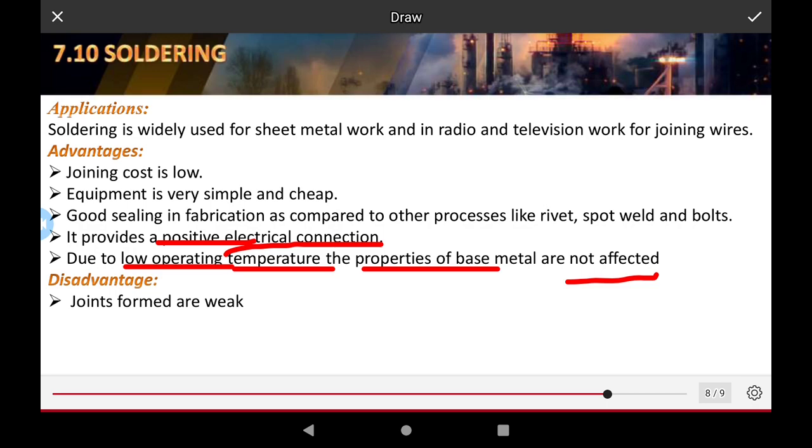Advantages and disadvantages of the soldering operation are also presented in this slide. The joint formed is weak. The soldering joint is achieved as a weak joint.